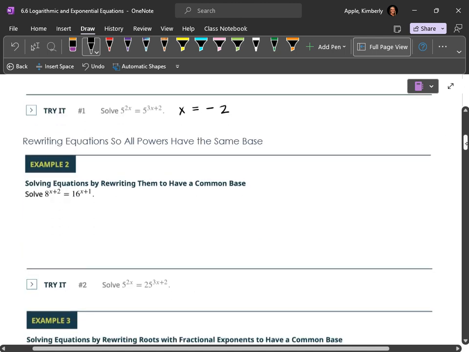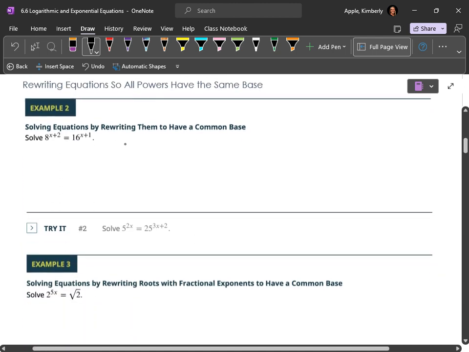So sometimes we're not given the same base, but we are capable of rewriting the bases so that they are the same. So notice here our bases are 8 and 16, and we should also know that we can rewrite 8 as a power of 2. And we can also rewrite 16 as a power of 2. So we can rewrite these with common bases. And so 8 becomes 2 to the third power, and then that's to the x plus 2 power equals, and then 16 becomes 2 to the fourth power, which is raised to the x plus 1 power.